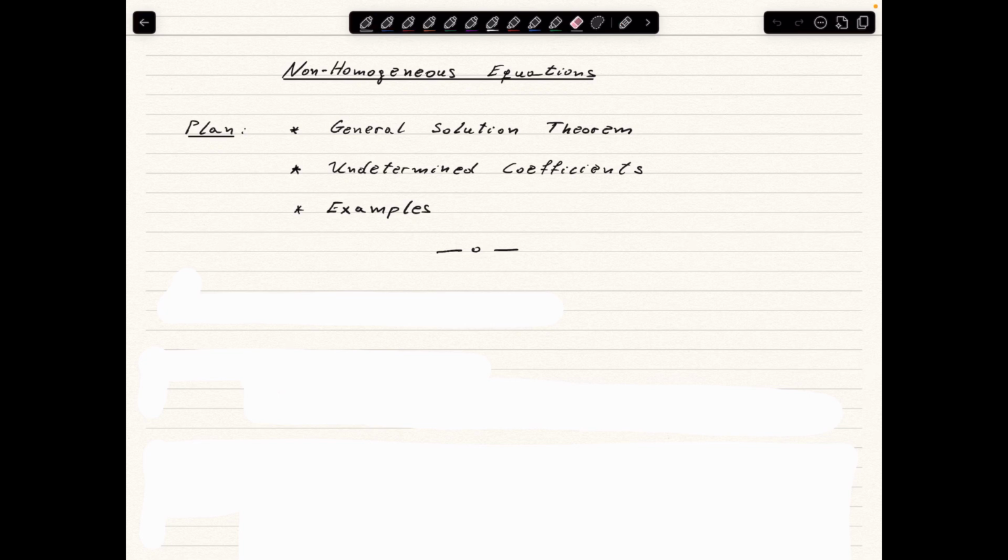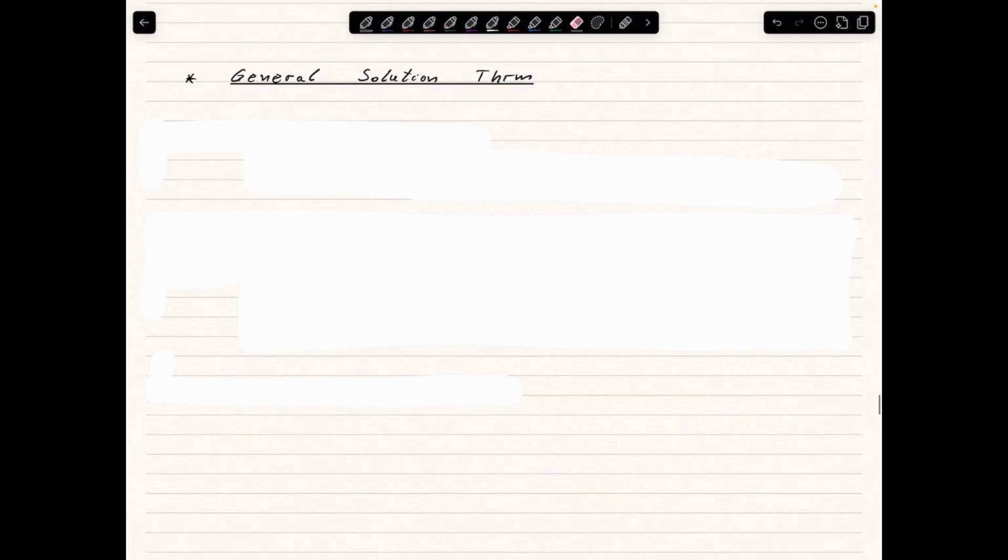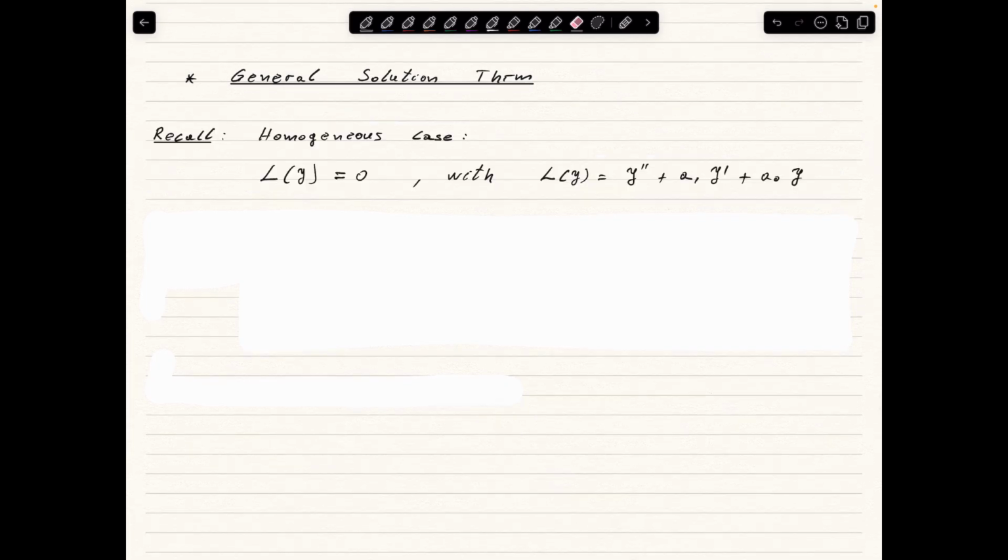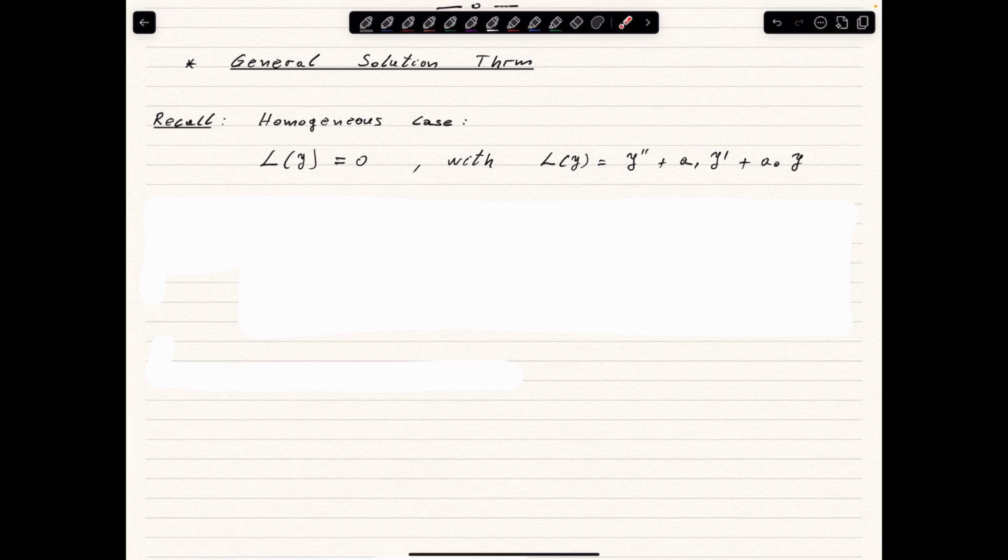Let's start with the general solution theorem that we have seen in a previous video. Recall we studied that theorem in the particular case that the equation is homogeneous. That is, we have an equation of the form L of y equals 0, where L of y is a second order linear operator with constant coefficients. So in that case, we have a general solution theorem, and the theorem is this.